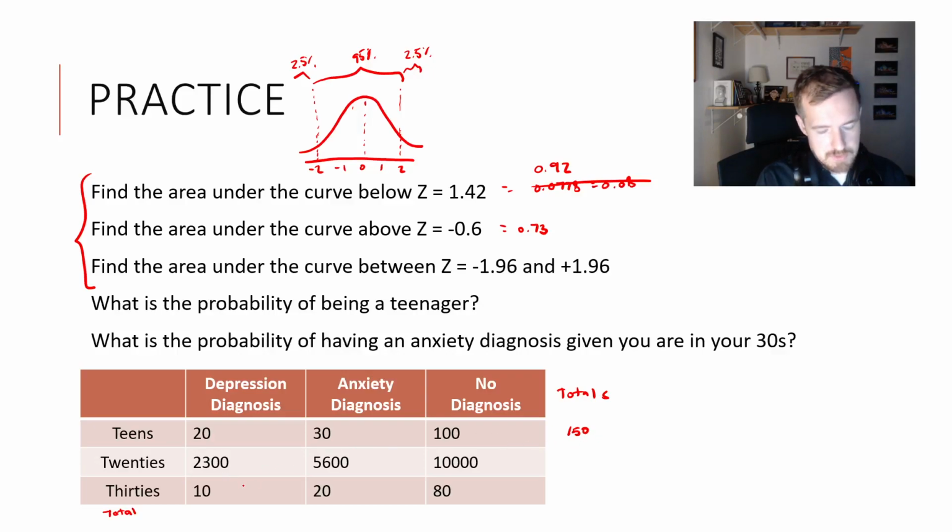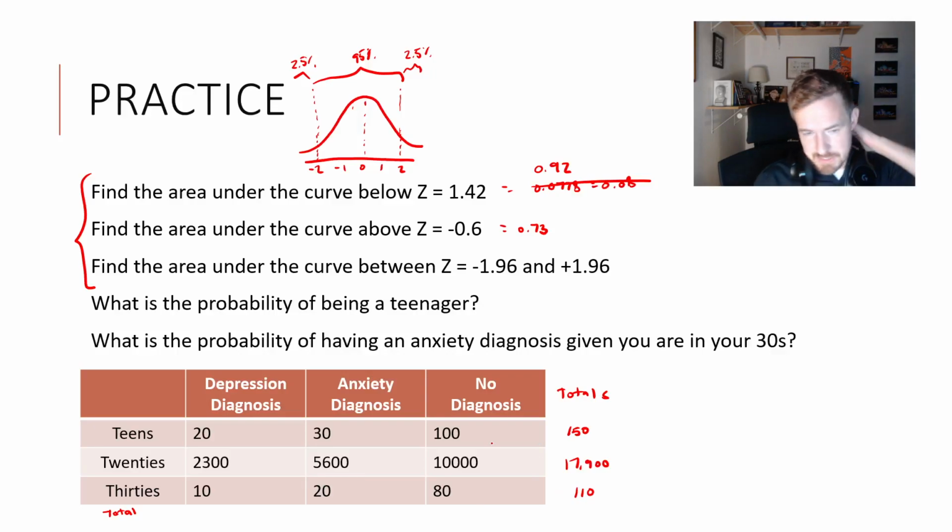Now for this next one, we got some higher values, so 2300 plus 5600 plus 10,000 is going to give me 17,900. So we see hugely disproportionate sample sizes inside this sample. There's way more 20-year-olds than there are teenagers, and people in their 30s, because when I add this up, 10 plus 20 is 30, 30 plus 80 is 110.